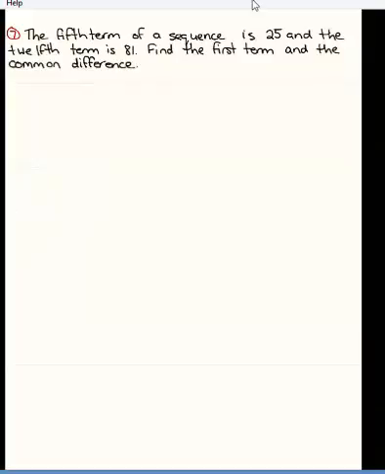Okay, so the last variation I want you to look at is this one here. The 5th term of a sequence is 25 and the 12th term is 81. We need to find the first term and the common difference. So this is a challenge for you before you come into class. I want you to have a go at that, and we're going to have a look at it tomorrow. Okay?